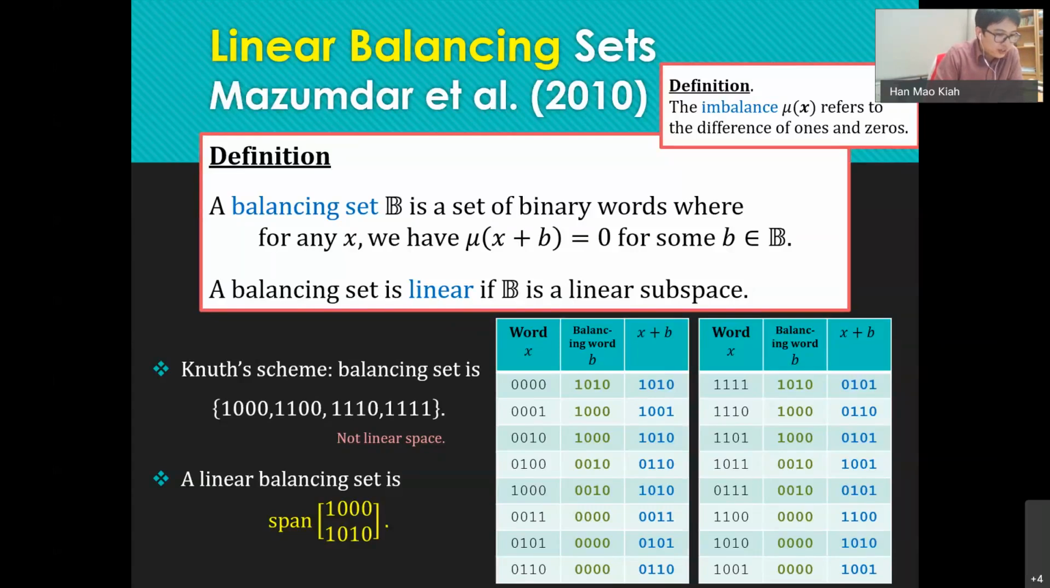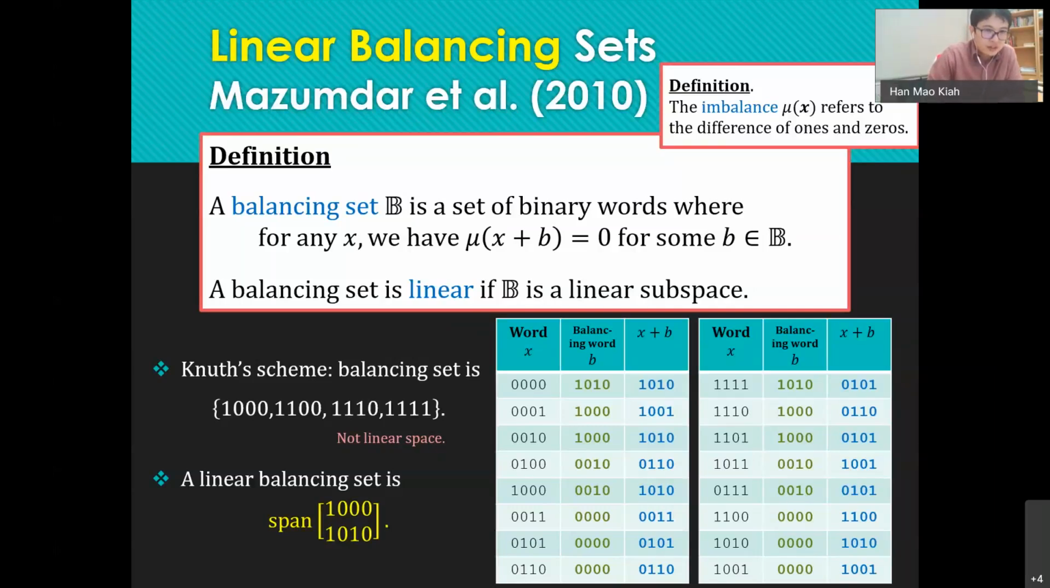If you put this in the context of a Knuth scheme, then Knuth's balancing set is simply a set of vectors whereby each vector consists of a run of ones followed by a run of zeros. What Mazumdar et al. were interested in was balancing sets that were linear, that is, they form a linear subspace.